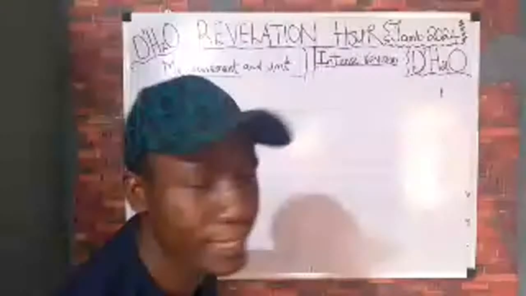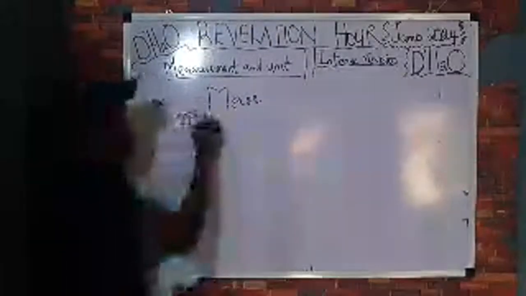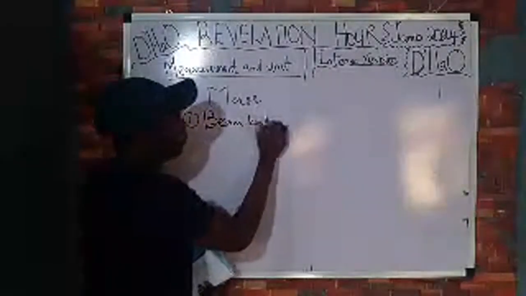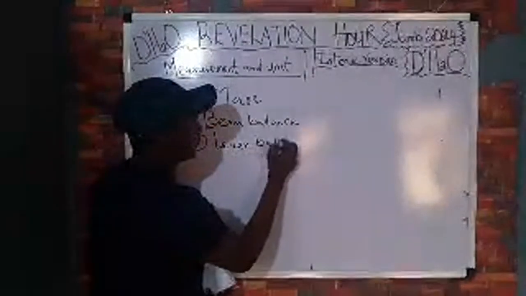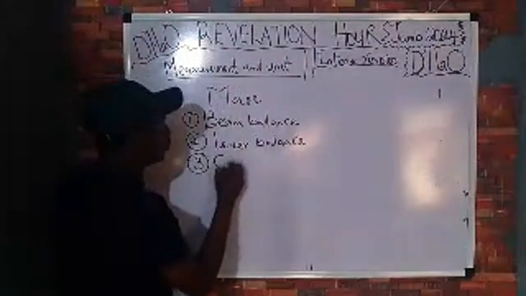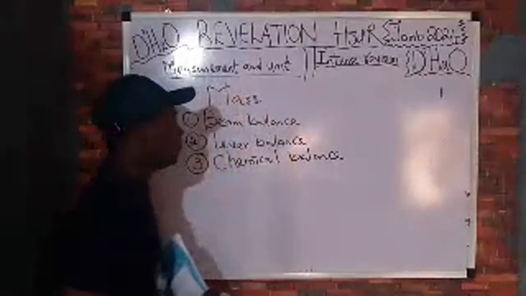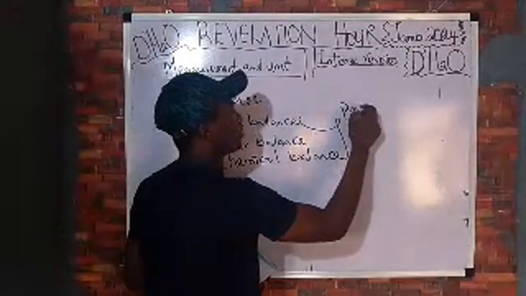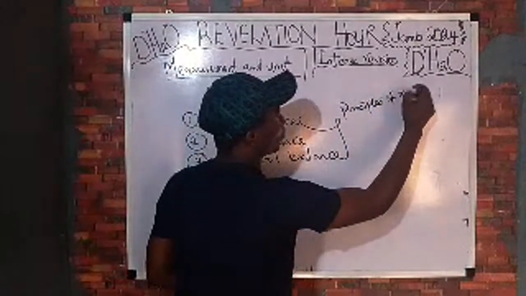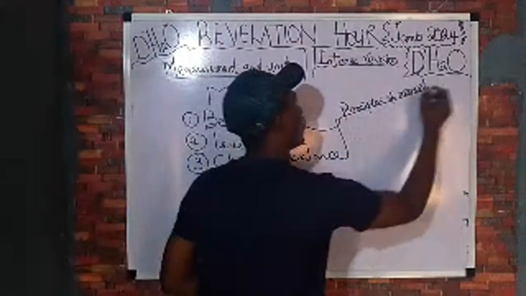Now, before we take the next phase of this question, I would like for us to talk about measurement of mass. Mass can be measured with what? Number one, beam balance. Number two, mass can be measured with lever balance. Number three, mass can be measured with chemical balance. So better still, you can say that mass is measured with an instrument called balances. Now, this instrument is based on the principles of moment. So take note, the working principle of this instrument used to measure mass is the principle of moment.